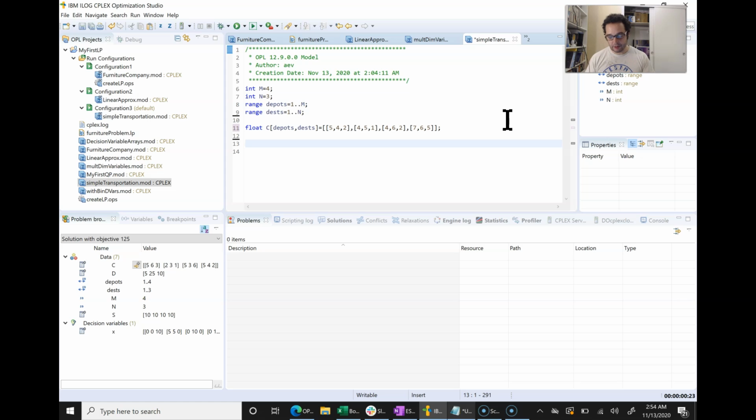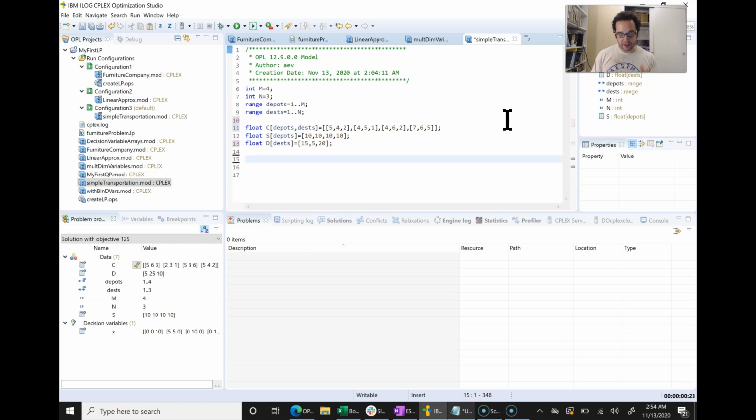The next thing that we need to do is define the demand and supply at each of the depots and destinations. So I'll go ahead and make another float array. And so we'll call this one S, and this will correspond to all the depots. And maybe the supply at these depots is, we'll just make them all 10. So we have 4 depots. So 10, 10, 10, 10. For the demand, we'll call it D. These are at the destinations. Let's make this a little bit funny. So we need to add up to 40. So we'll do 15, 5, and 20. All right.